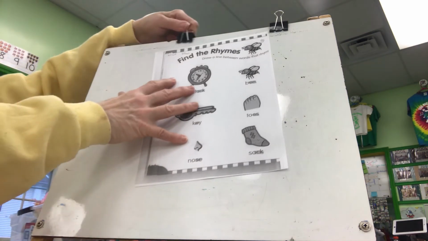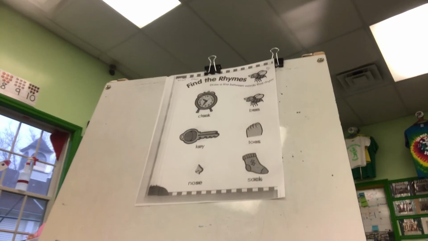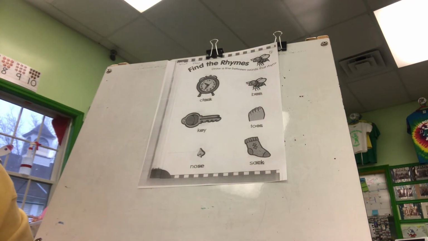The next page is a rhyming page, so we're going to look at those endings. Remember, rhyming words have the same endings. Sometimes you can't figure out what the picture is. They're sometimes hard. What is that? It's hard to tell. So the endings can help you.